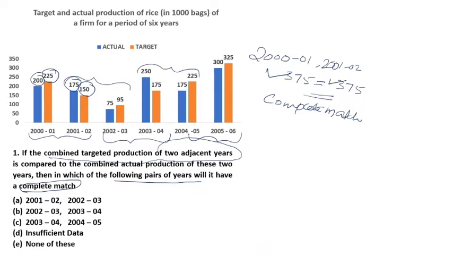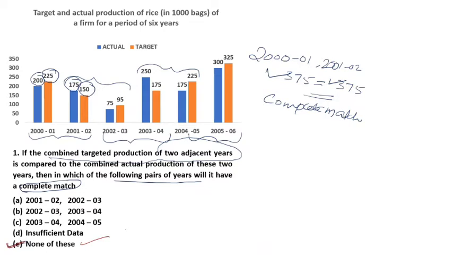So the correct answer should be 2000-2001 and 2001-2002. This should be the adjacent years, whereas these years are not given in the options. So you can write the correct answer as none of these. None of these is the correct answer.